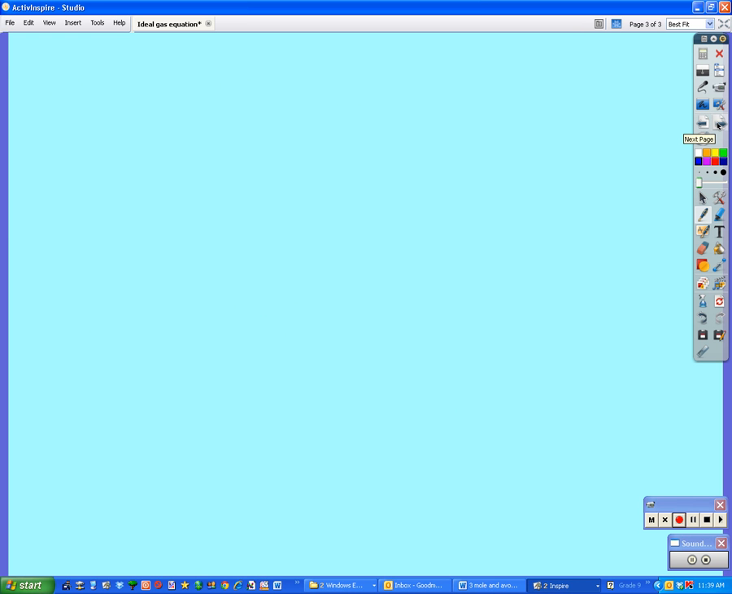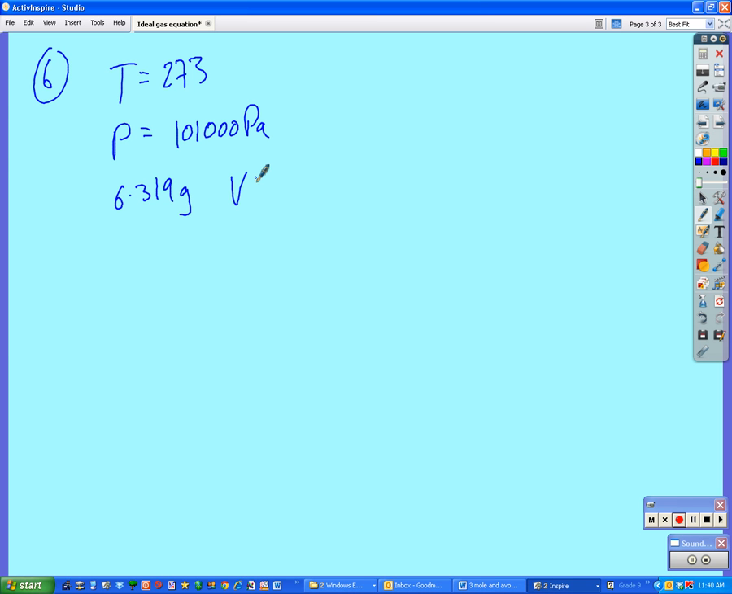Another very useful use of the ideal gas equation is when we're trying to find relative molecular masses. If I look at number 6 from the sheet you've been given, it tells me that I've got a temperature of 273 and a pressure of 101,000 pascals, and I've got 6.319 grams in a volume of 2.00 cubic decimeters. It wants to know the relative molecular mass.